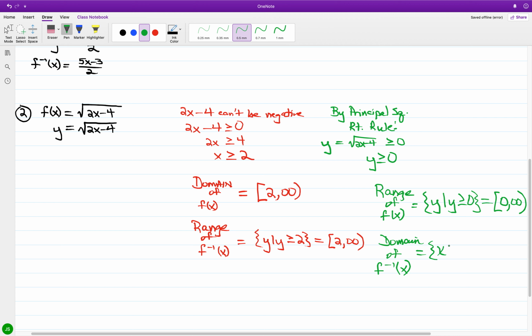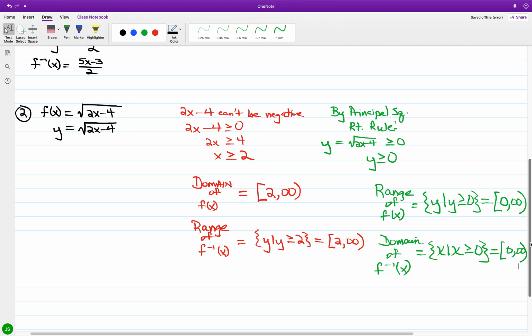So here we have the set of all values of x such that x is greater than or equal to 0. Again, we have values greater than or equal to 0, going continuously on out to infinity.